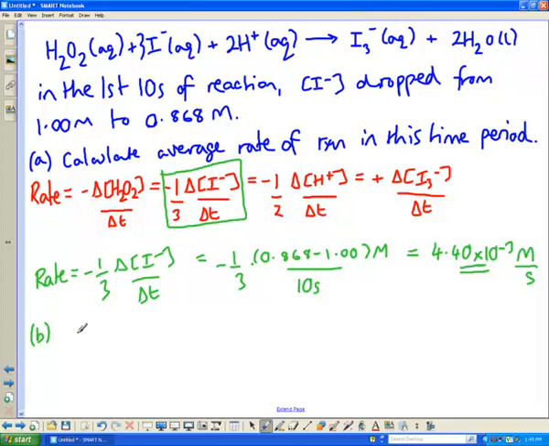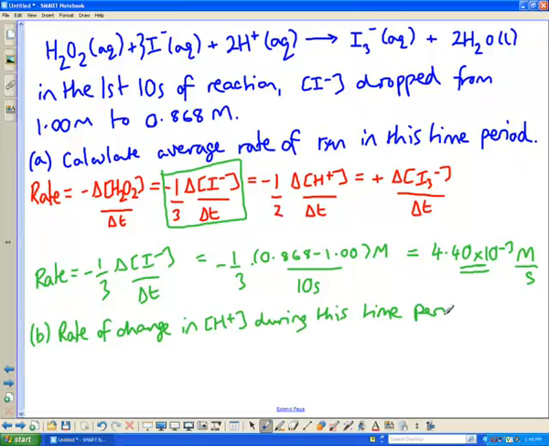One last thing. Can we predict what the rate of change in the H+ ion concentration is during this time period? Can we predict that? Well, actually, yes, we can. We don't have any concentration data for the hydrogen. This time period means the same time period. Because we don't have any concentration data for this, it's actually not important because we have the rate. So we know that this rate is equal to this one, is equal to this one, is equal to this one, is equal to this one.